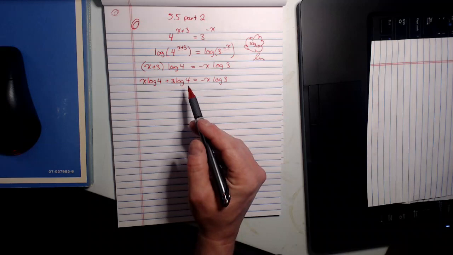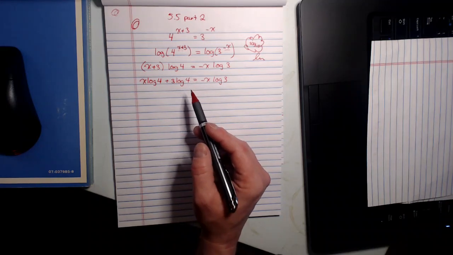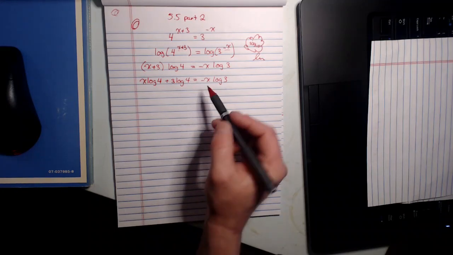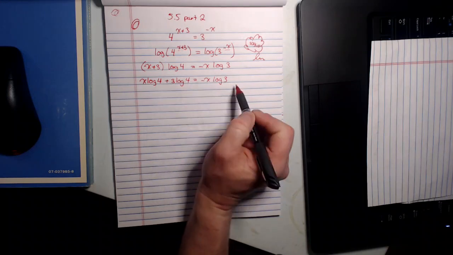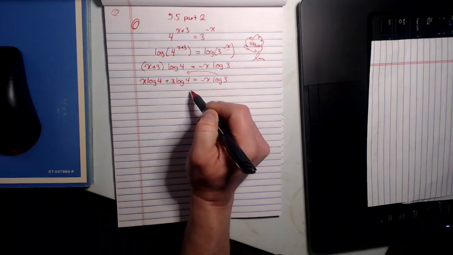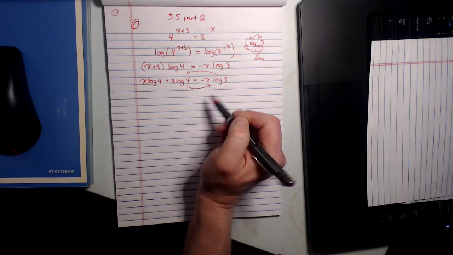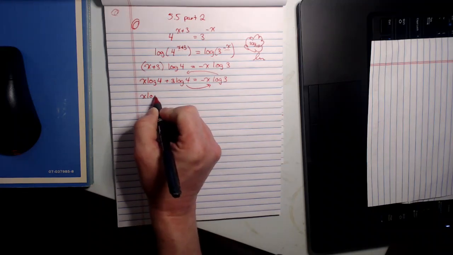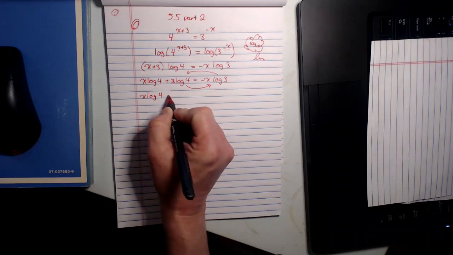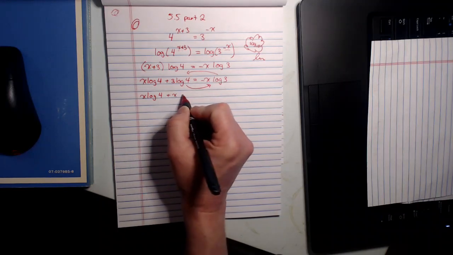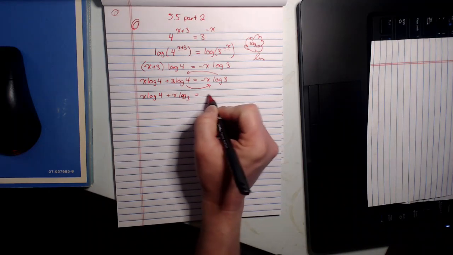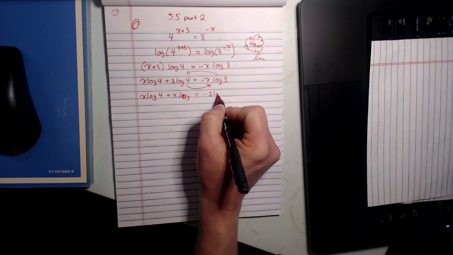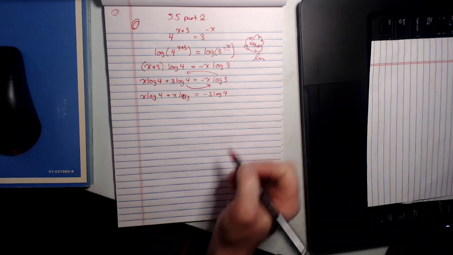Since we're solving for x in this case, we want to get x all on one side. So I have x over here. I'm going to bring this x over here. I'm going to bring this number, this log over here. So I'm going to get x log of 4 plus x times log of 3. And that's going to be equal to minus 3 log of 4.